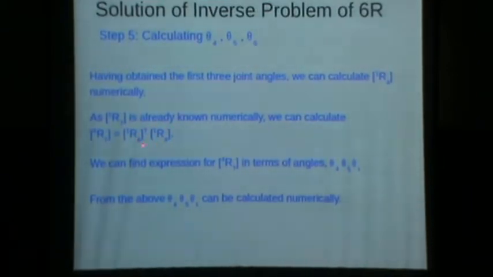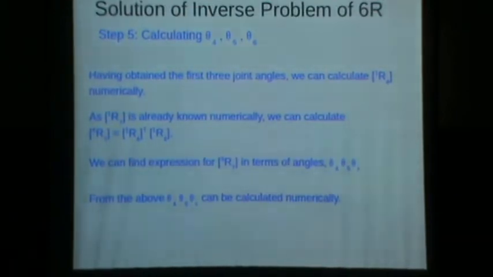okay, I haven't done it correctly. This is actually R7 with respect to 1. Okay, R7 with respect to 1 we know because we are given the end-effector orientation. And this is R4 with respect to 1, which is numerically calculated from theta 1, theta 2 and theta 3. We have already calculated those. So this can be calculated numerically. So take transpose of that, post multiply it with R7 to 1, you get R7 to 4.